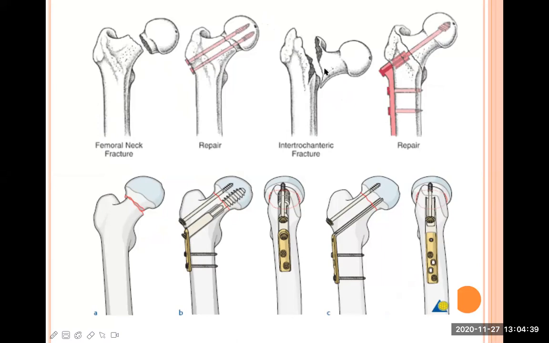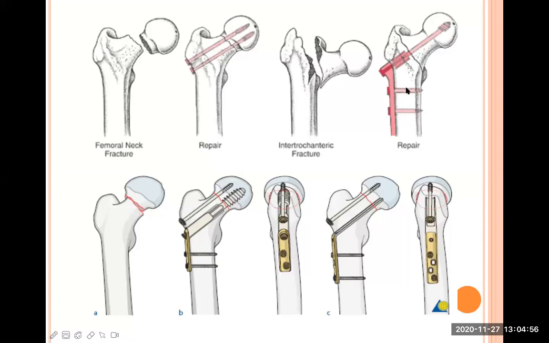See here, this is an intertrochanteric fracture. And see how they are fixing it. Another wonderful way. It's a complete reduction, and not even an inch is shifted here and there. This is called dynamic hip screw.